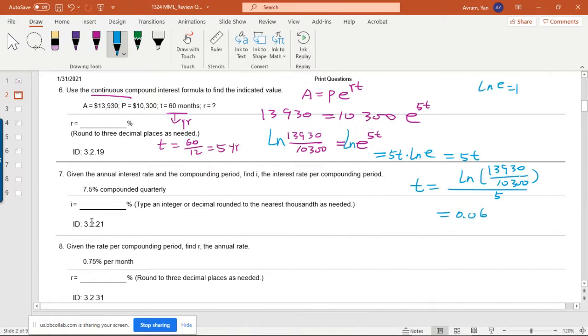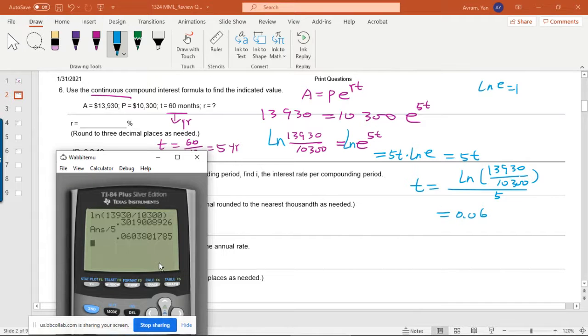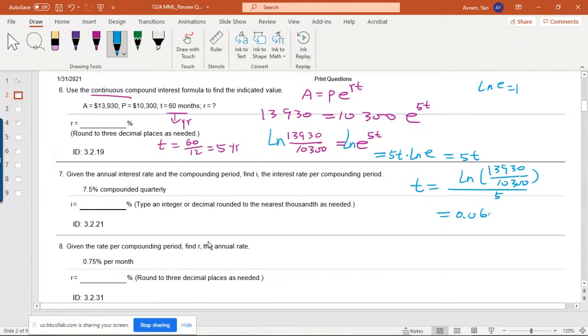But let me see. Oh, okay, but we have to change it into a percentage, right? Rounding to 3 decimal points is needed. So that means I will need to keep more decimal points, because after you change it into a percentage I need to keep 3 decimal points. So I will have 0.06038. All right, and then, oh, I'm sorry, this is an R, not a T.